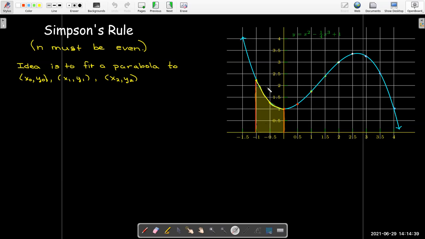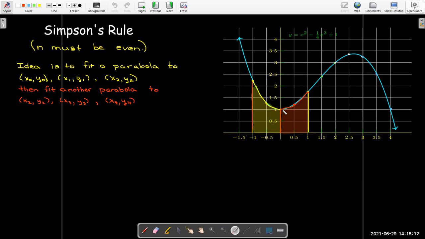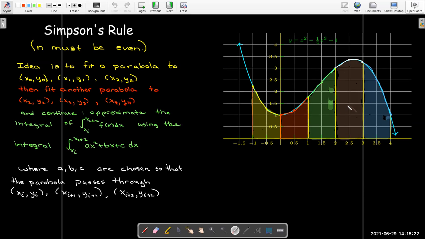And so if you think about the parabola, its formula is ax squared plus bx plus c. There are three coefficients, so I need three points of information to determine those coefficients. So three points determine a parabola. So I'm going to calculate the area under the parabola and use that as an approximation for the area under the curve. And then I'll go to the next two subintervals and fit a different parabola to those three points, calculate its area, and then continue across the next pairs of subintervals until I get to the end.